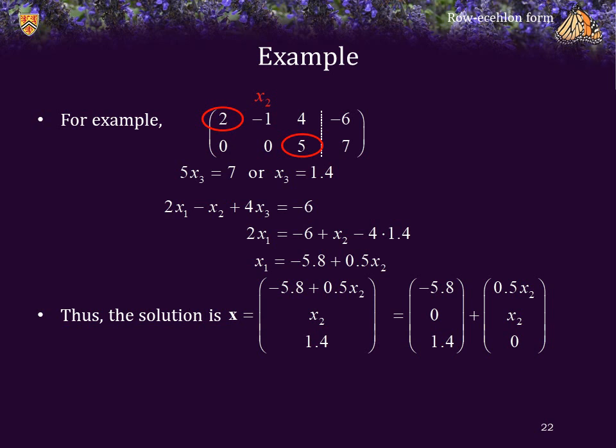Notice once again, we can write this as a sum of 2 vectors, the first one containing just the constants, and the second containing any multiples of x2, and therefore we can factor out an x2 from the second vector. So, all solutions to this system of 2 linear equations and 3 unknowns are vectors of the form -5.8, 0, 1.4 plus all scalar multiples of the vector 0.5, 1, 0.